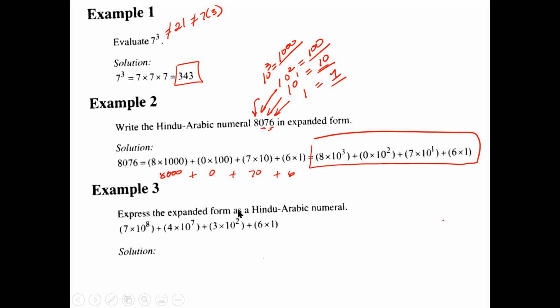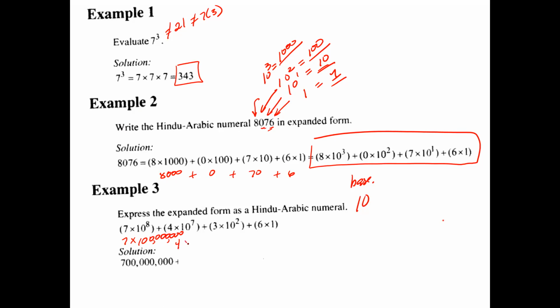Example 3, express the expanded form as Hindu Arabic. Remember, Hindu Arabic is still in the base of 10s. Looking at this right here, we want to expand this. So you're going to do 7 times 10 to the 1, 2, 3, 4, 5, 6, 7, 8, which is equal to 700 million.